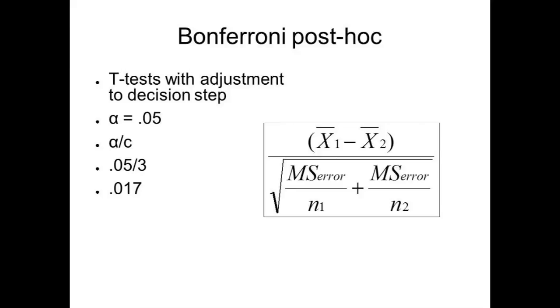So specifically, we're going to divide alpha by the number of comparisons that we want to do. So if we wanted to do 3 comparisons, we divide the final alpha that we want by 3. So that would mean that we're now setting, in this case, an alpha of 0.017. If we wanted it to be 0.05, we would divide 0.05 by the number of comparisons we want to do, in this case 3, and that would give us a new alpha of 0.017.